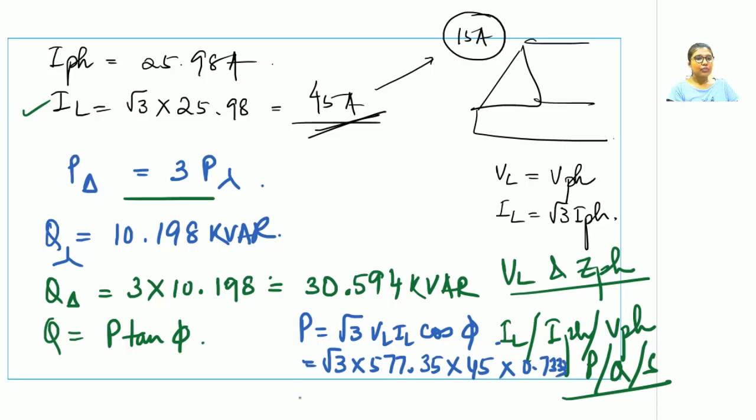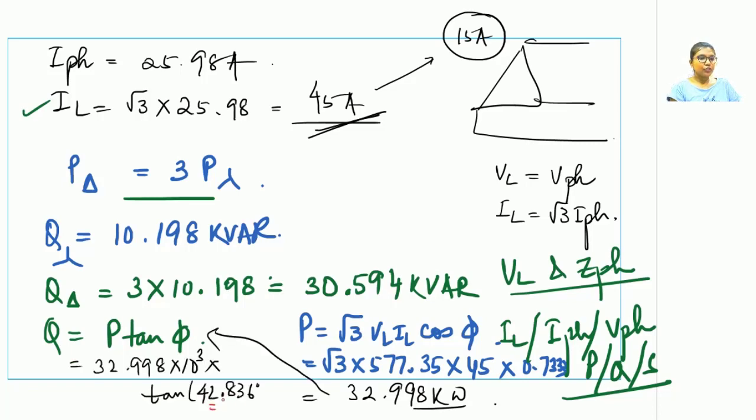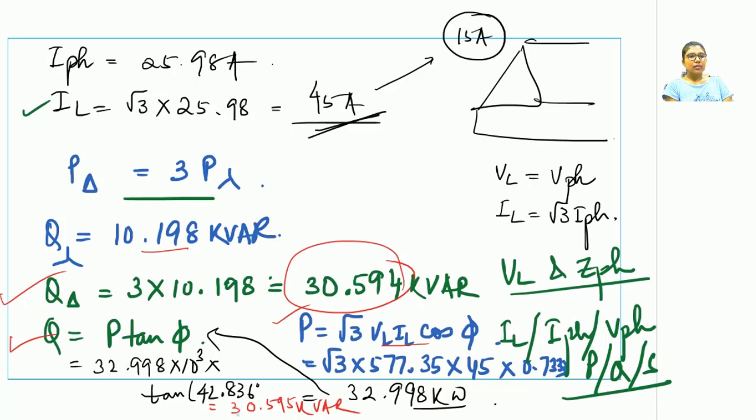0.7333. So P will come out to be 32.998 kilowatts. Using this value of P in this expression, the value of Q will come out to be 30.595 kilovar. So this is how you can obtain the power values for the change in connection from star to delta. And you can see both the values are the same. So this is the third question solved for this session.